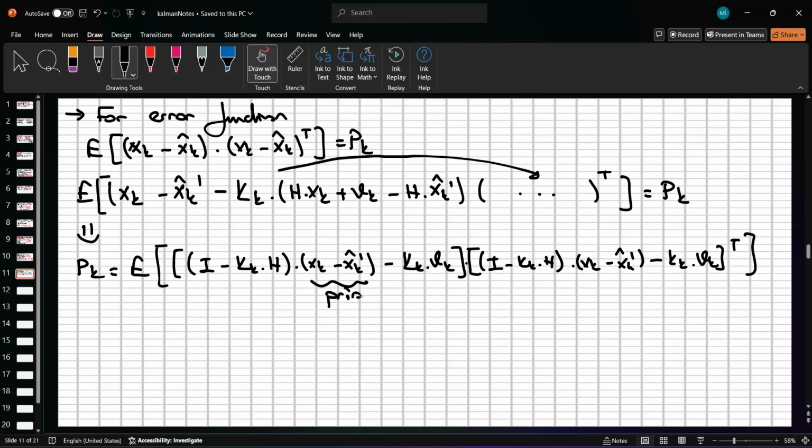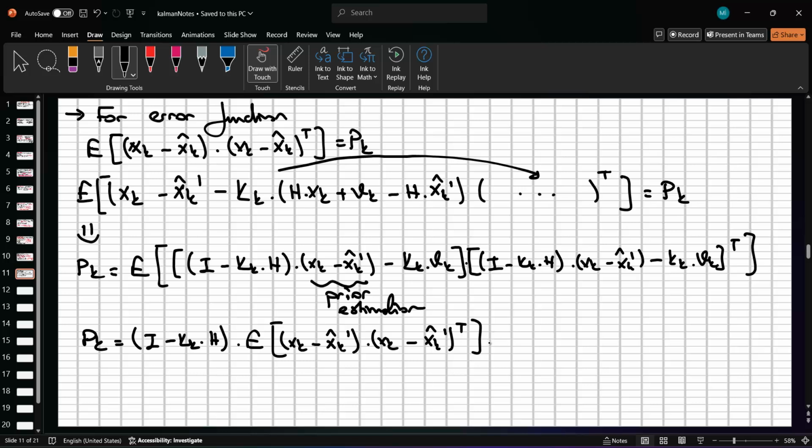And so this is the prior estimation value, okay? For the initial conditions, if we reorganize these terms, this yields pk equals I minus kk times h times E, this is the constant value coming from these ones, of xk minus xk hat, the prior knowledge, times xk minus xk hat prior knowledge transpose, times I minus kk h, plus kk times E of the error function vk times vk transpose times kk transpose, okay?